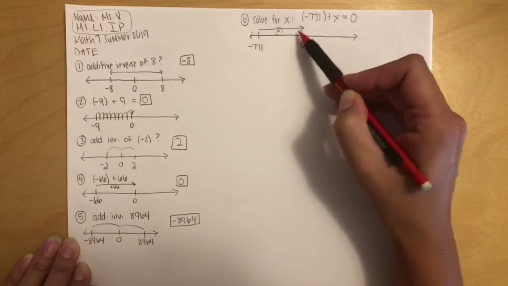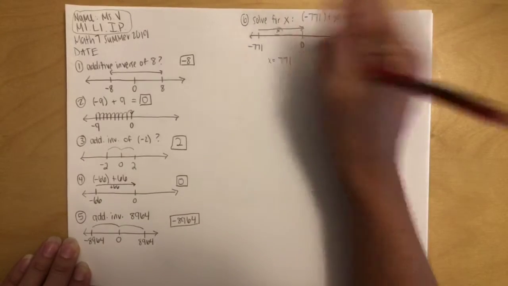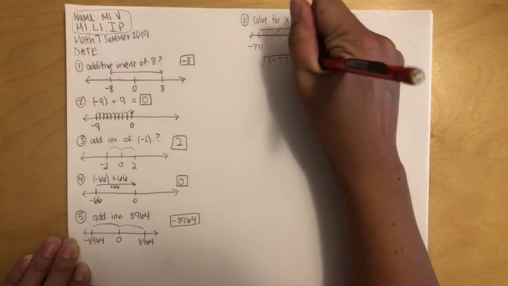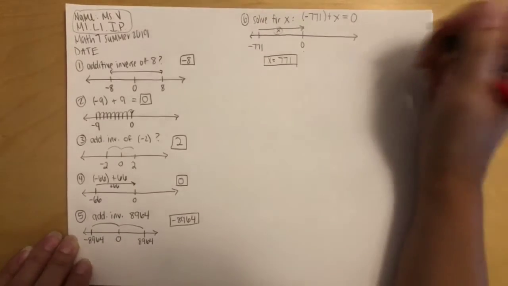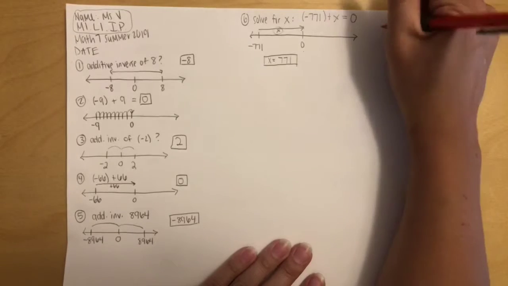We're going to add 771. So x will equal 771. However, I'm going to also show you the method that you would have used in semester 2.